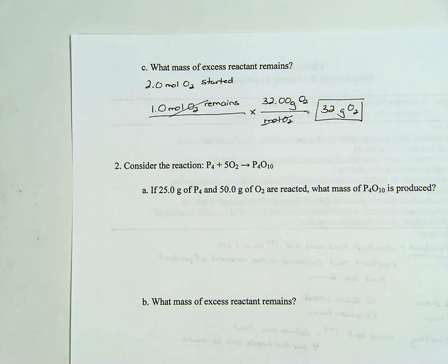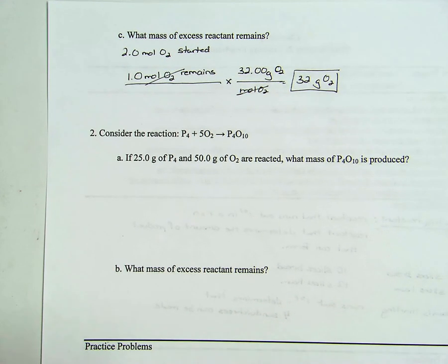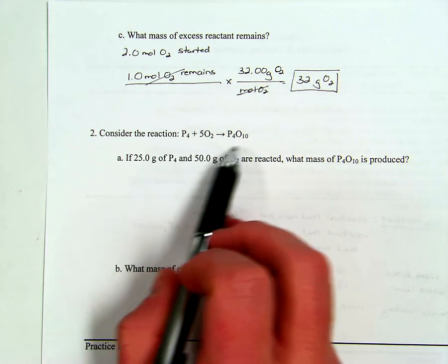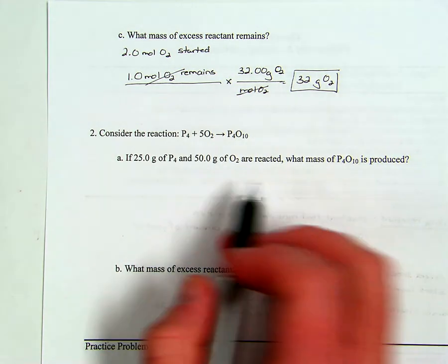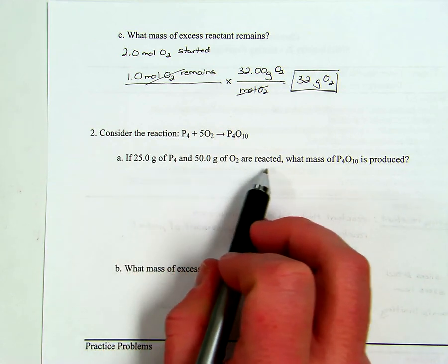Alright, so question 2. We are told to consider this reaction between phosphorus and oxygen. We can see the balanced equation here. And we are told if 25 grams of P4 and 50 grams of O2 are reacted, what mass of P4O10 is produced.